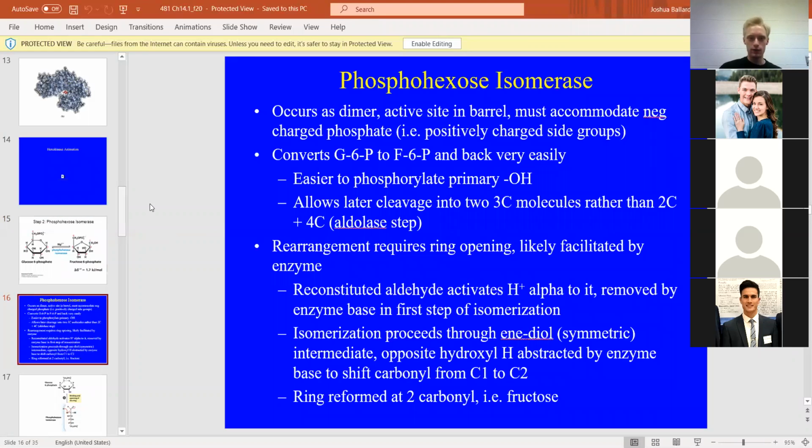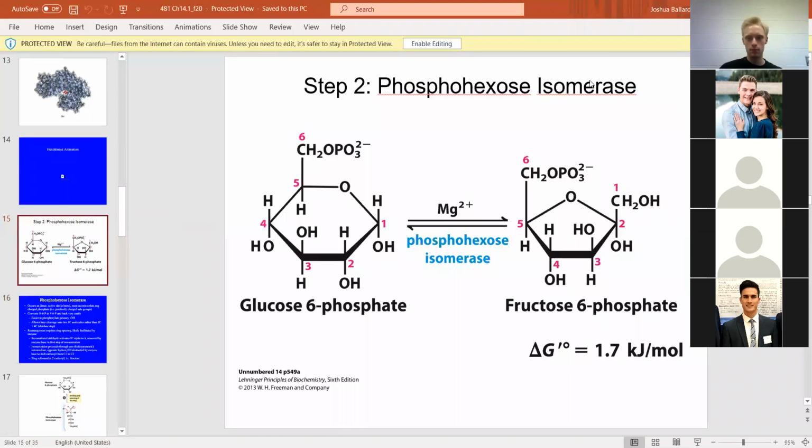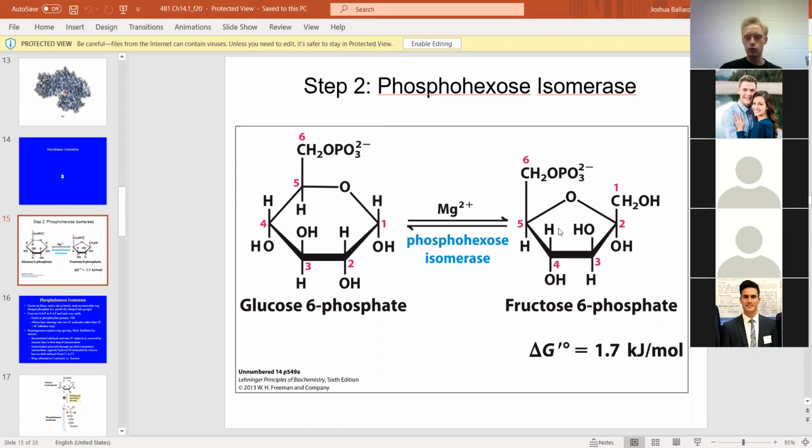Here we have step 2 going on. Here it's a key isomerase. So what we know from this is that it's kind of just moving. It's neither adding electrons nor detracting electrons. It's not really adding groups or transferring groups. It's just basically reforming the group here. So glucose 6-phosphate reforms to fructose 6-phosphate.